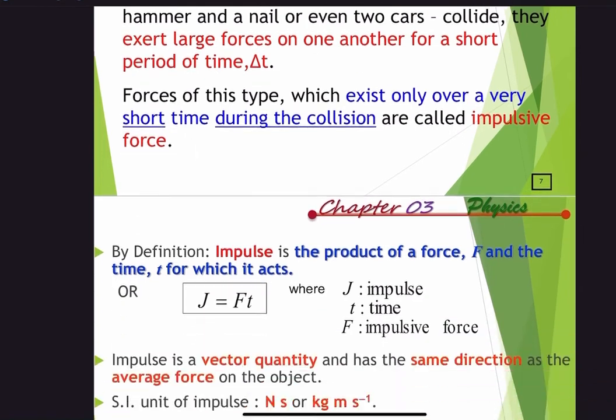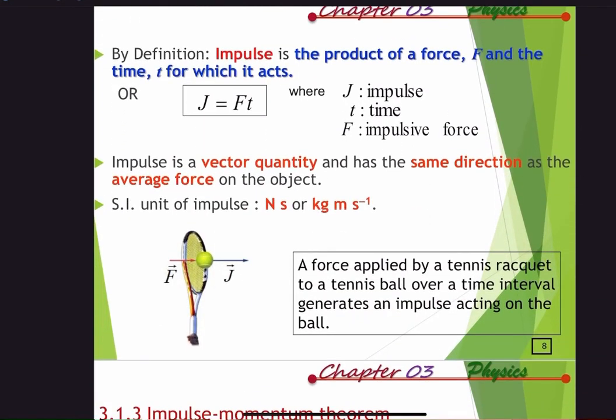By definition, impulse is the product of a force F and the time t. Or we can write the equation J equal to Ft, where J is impulse, t is time, and capital F is the impulsive force. Impulse, like momentum, we consider as a vector quantity and it has the same direction as the average force on the object. The SI unit of impulse is N s or kg meter per second.